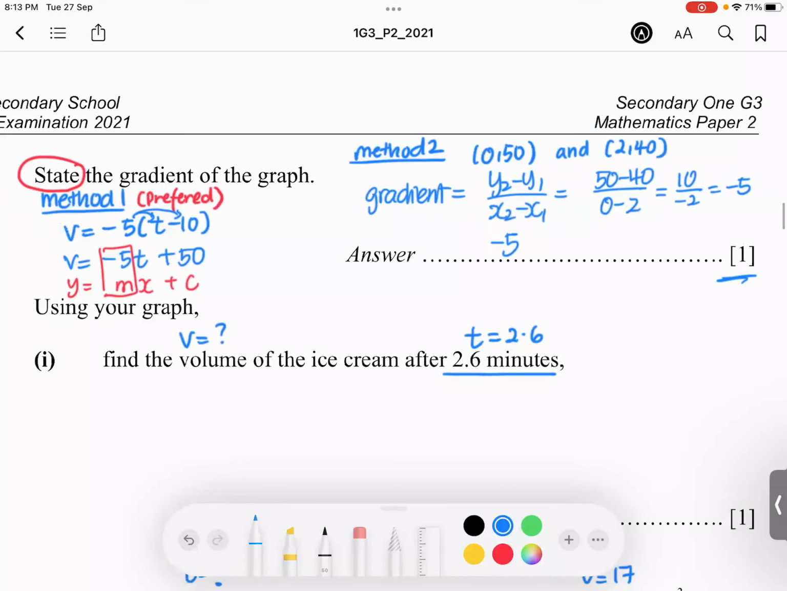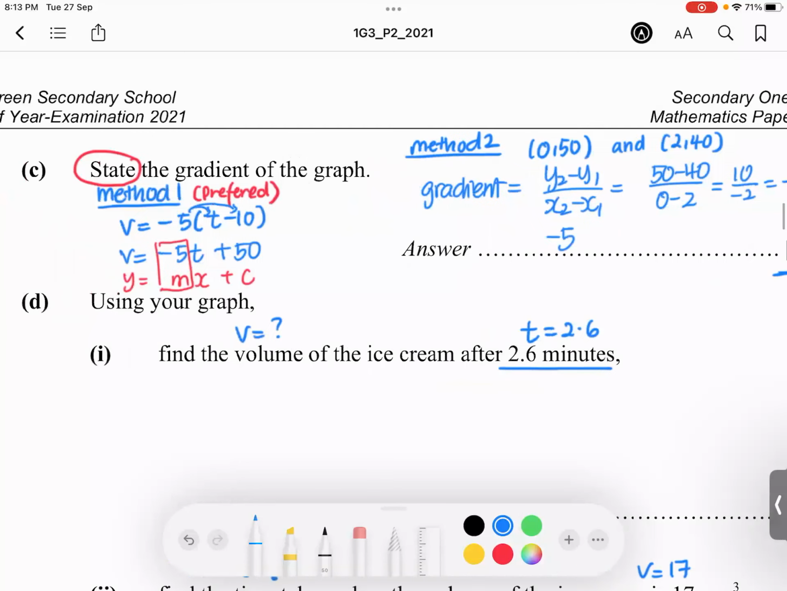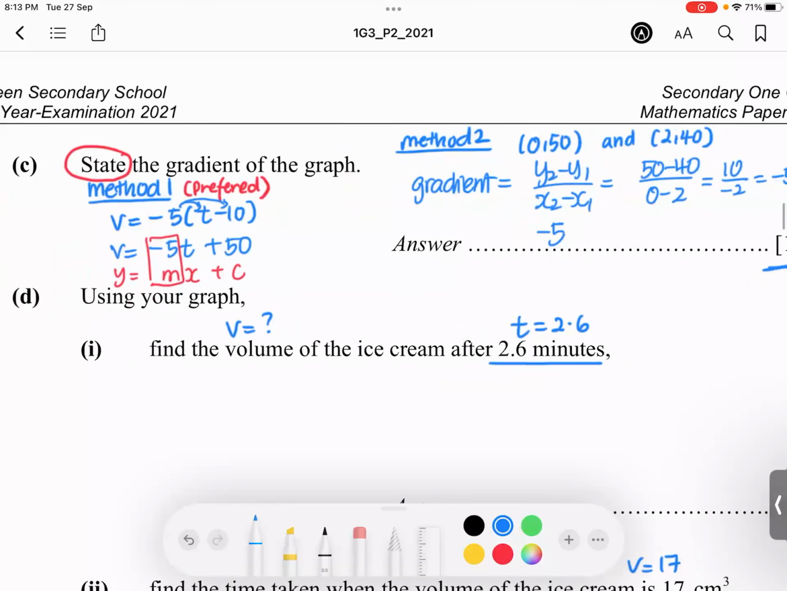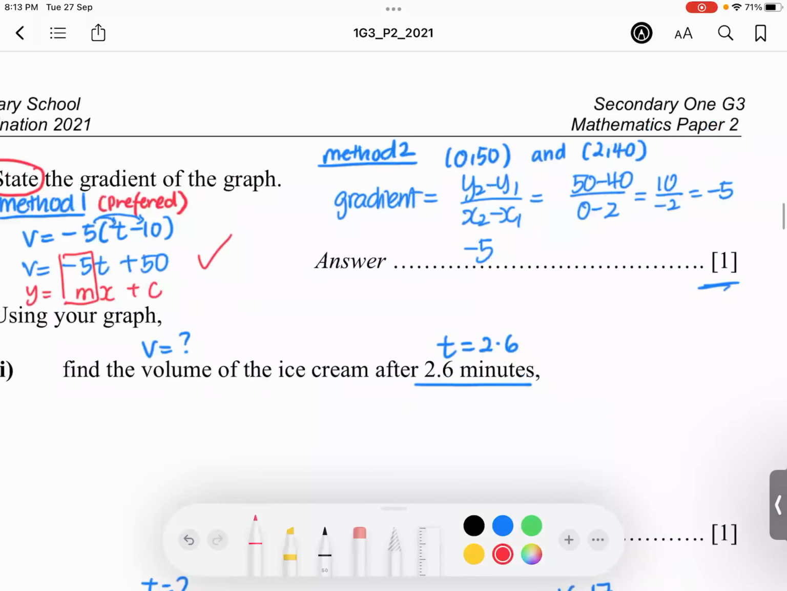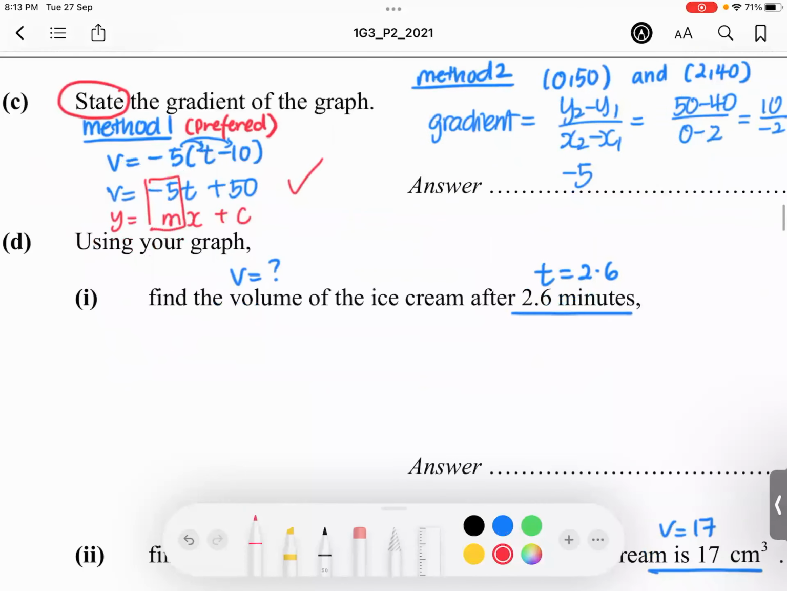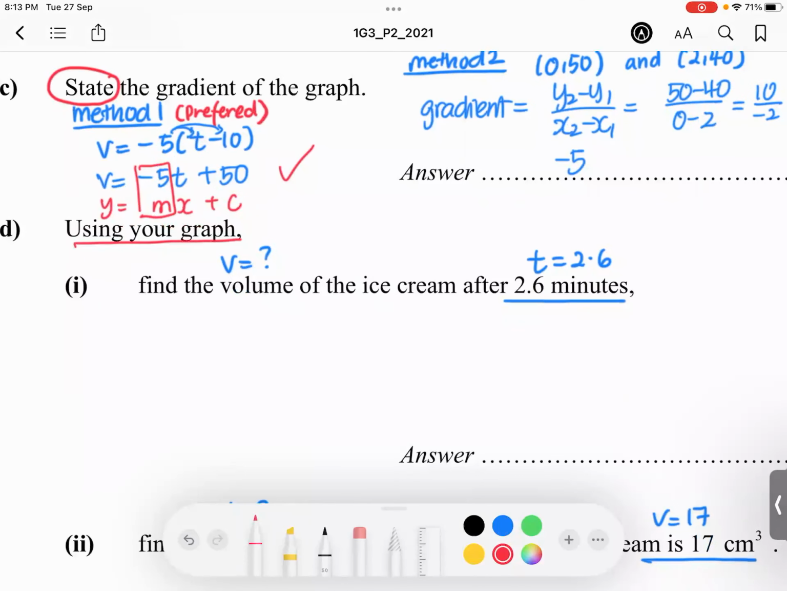But since the question uses the word "state", they want you to observe the question and write down the answer straight away. So technically speaking, method 1 is the preferred method. But if you really don't know how to do it, then just do method 2, better than no answer at all.